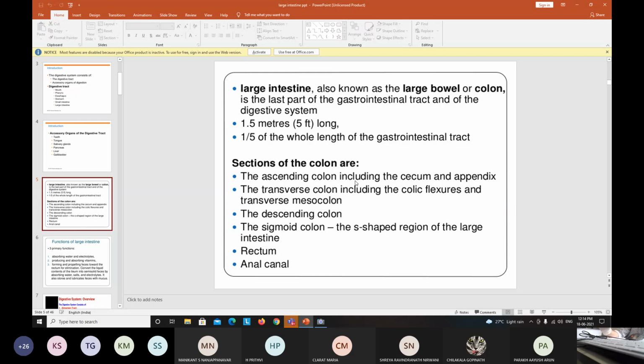As the name indicates, it is the transverse colon. Then next is the left colic flexure, also called the splenic flexure. Then again it descends down, that is the descending colon. Then an S-shaped curve, called the sigmoid colon. Then it continues as the rectum, and lastly, distally, the anal canal. These are the parts of the large intestine.